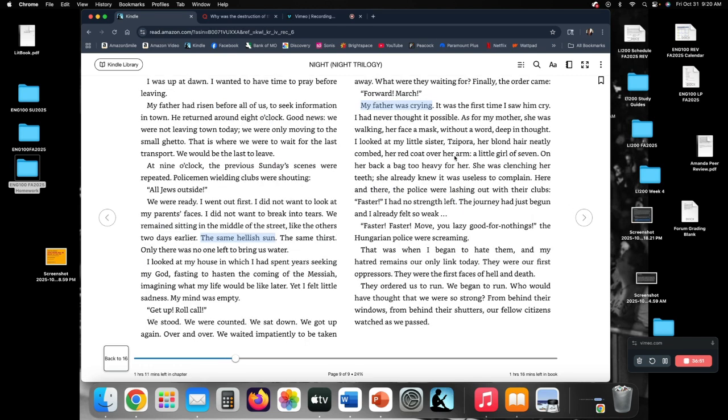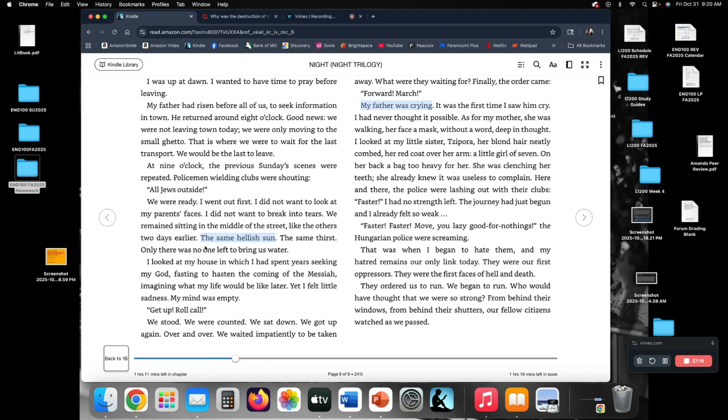Here we have my father was crying. This is a progression of the father. That's hard. This feeds into the father-son relationship, the family relationship theme, because up until now, Elie had always seen his father as basically the pinnacle of the Jewish faith and someone strong, and to see his father break down was particularly hard for Elie.